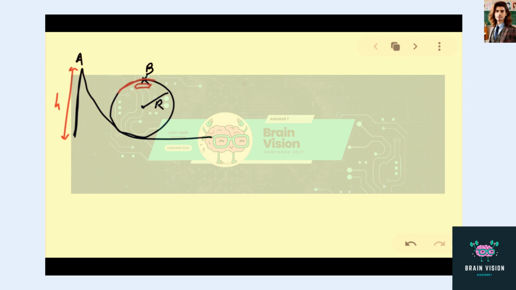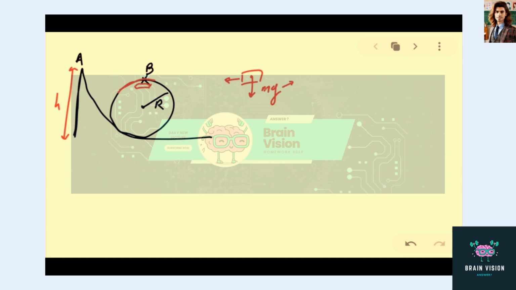Now at point B, the roller coaster would experience only the weight, right? Its own weight. And for it to not fall, it must be moving at a certain speed, a certain velocity, such that the entire weight is used to be the centripetal force required to keep the roller coaster in circular motion.